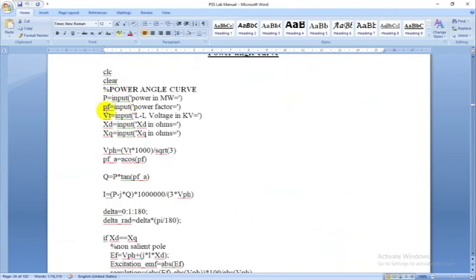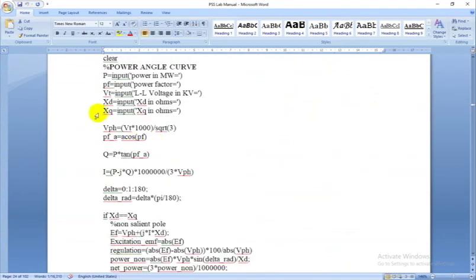Okay, that is P, and power factor, terminal voltage, direct and quadrature axis reactances. These are the inputs we will take, and the taken Vt value is in volts. We want to convert into kilovolts. That's why 10 to the power of 3, and divided by root 3, that is V phase.